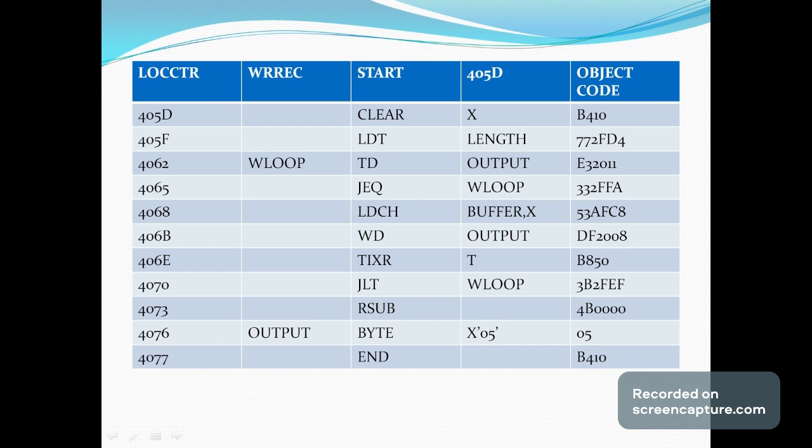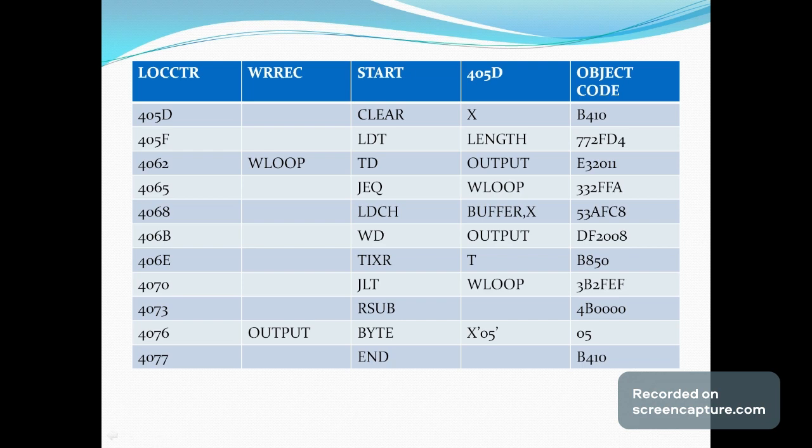In this case, X is present. X is nothing but a register, so it is type 2. So we add 2 to 405D, and we get 405F. That is the location counter for the next instruction.